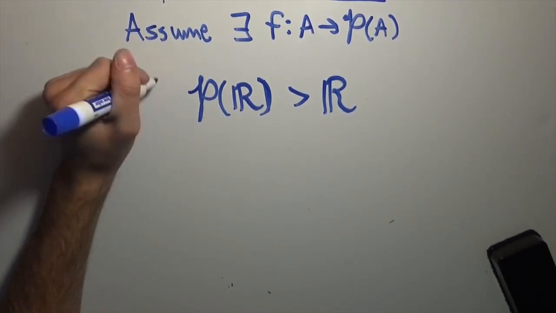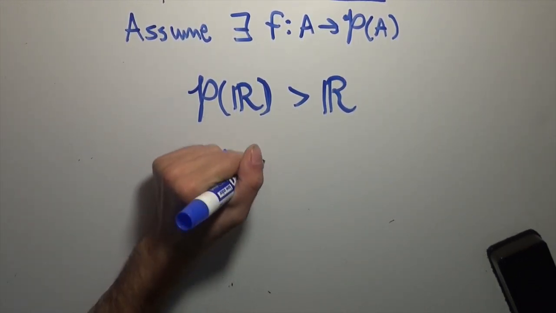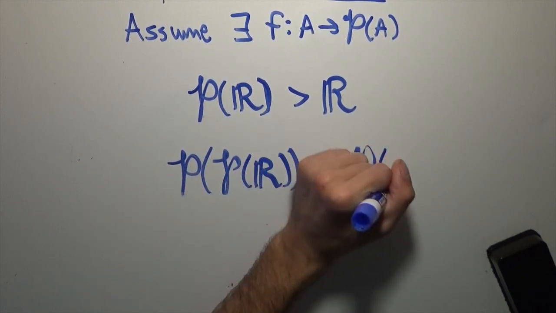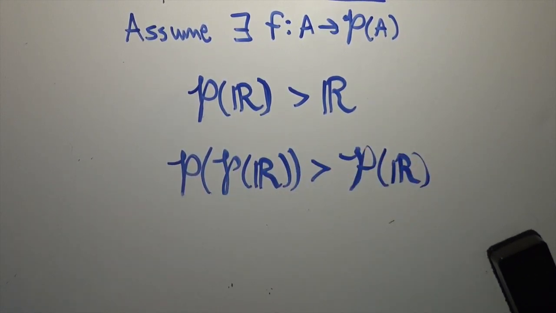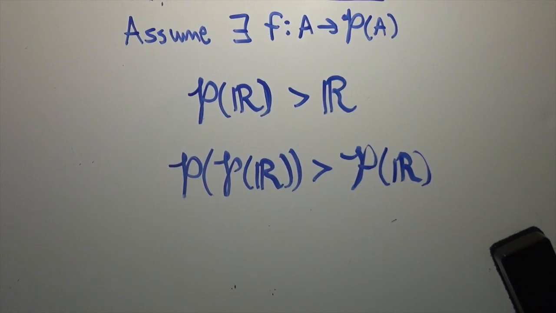Whatever that is. The set of all subsets of real numbers is a larger set than the set of real numbers. And of course, the power set of the power set of real numbers is strictly larger than the power set of real numbers. And you can just carry this on. You can just do this as much as you want. You can get as large as you want. These sets are getting arbitrarily infinitely large.